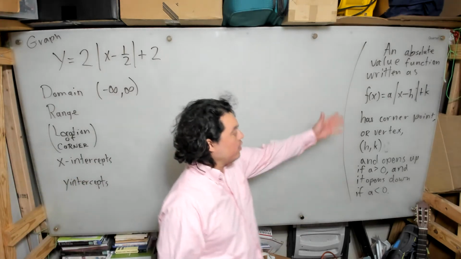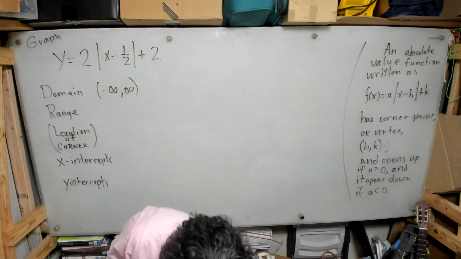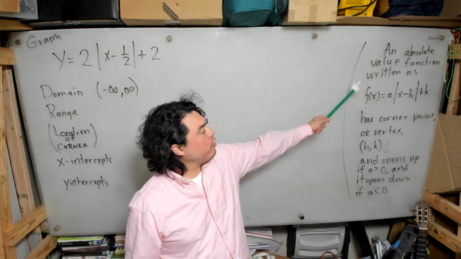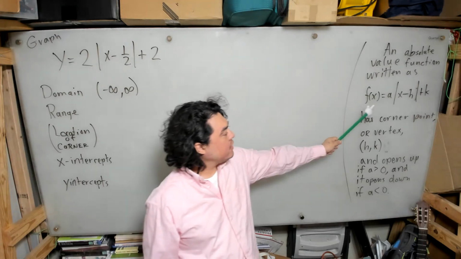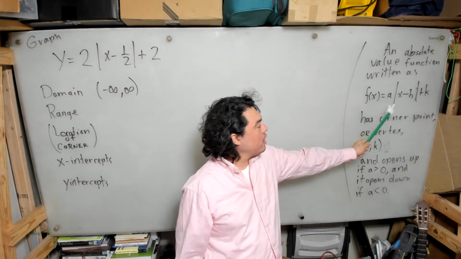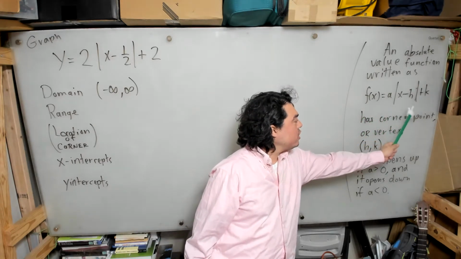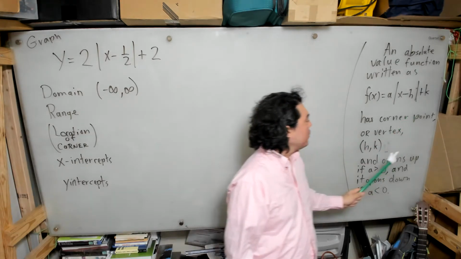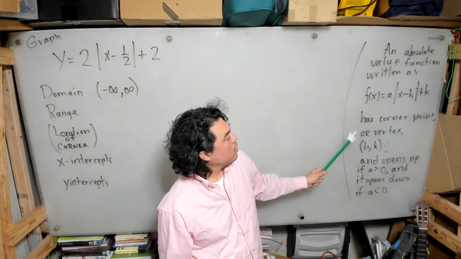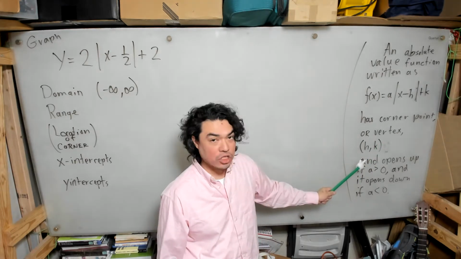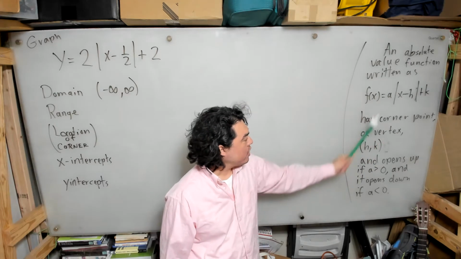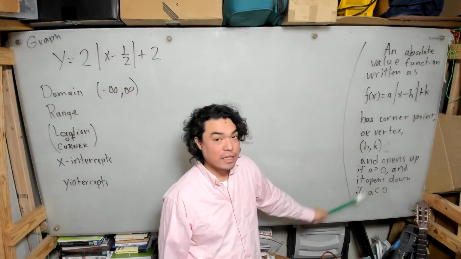So here is the fact. If an absolute value function can be written in this way, f of x is equal to some constant a times the absolute value of x minus h, plus k, it has corner point or vertex h comma k, and opens up if a is positive, and it opens down if a is negative.